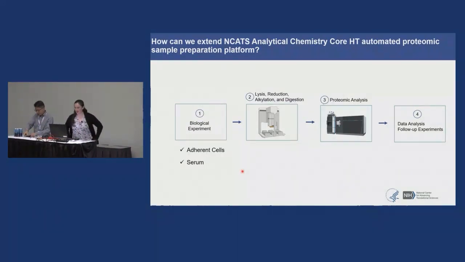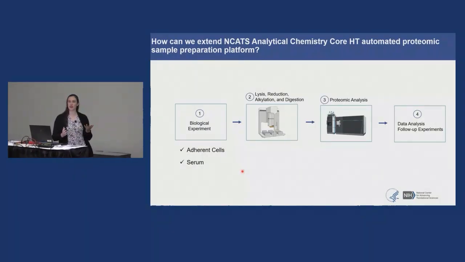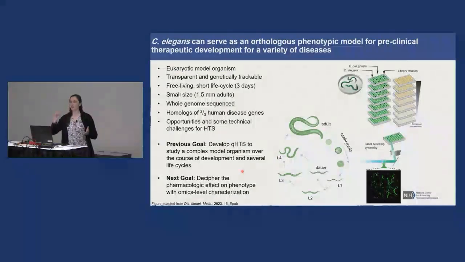So as Dinian introduced our high-throughput automated proteomic platforms, at this stage, as we mentioned, we're able to process adherent cells and serum samples. Where I come in now is to take us further and try to target multicellular organisms, specifically C. elegans. The question first becomes, why C. elegans? C. elegans are one of the most widely used model organisms due to a lot of the characteristics that I've listed here on the slide.